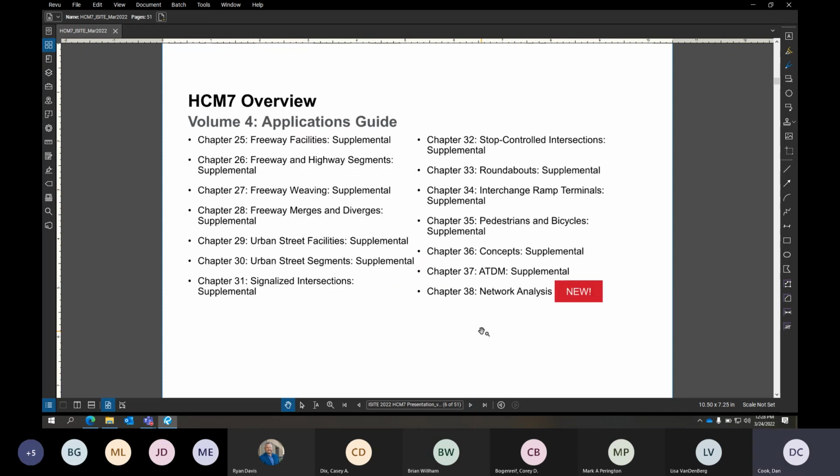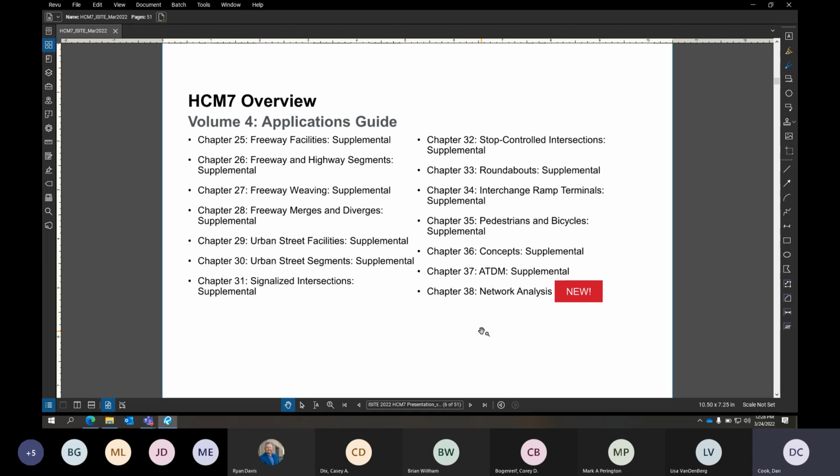And then Volume 4, it's called the Applications Guide. However, it has a lot broader view than just an Applications Guide. These are chapters 25 through 38, and at least up until now, they were always available for free. You didn't have to have the HCM to access these, but these are online. Things like hcmvolume4.org, or you can Google HCM Volume 4 and get to these chapters.